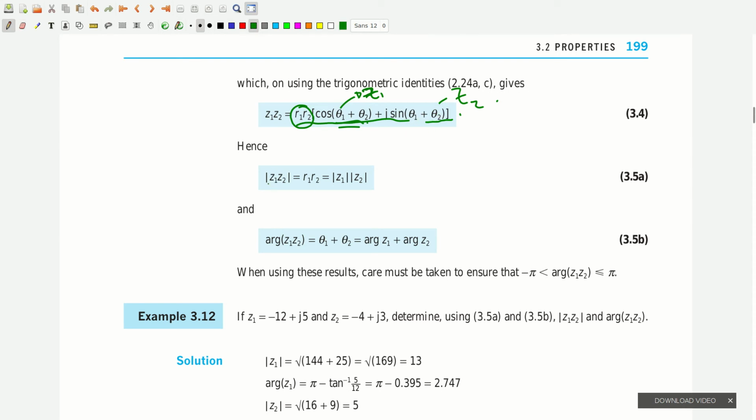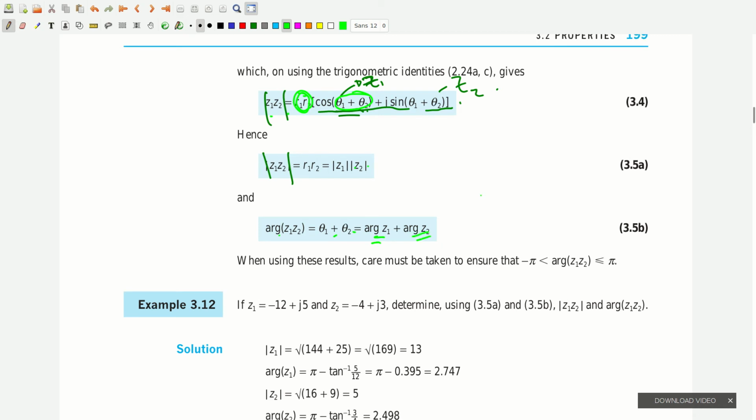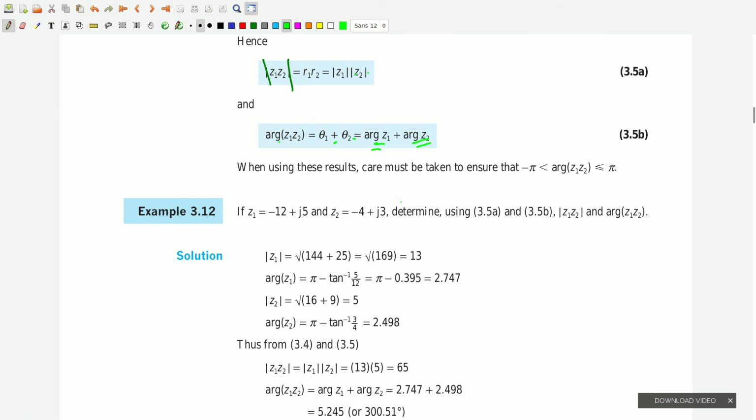And then of course you can see that the modulus of z1 z2 is simply r1 r2, which is the modulus of z1 times the modulus of z2. And the argument of z1 z2 is theta 1 plus theta 2, which is the argument of z1 plus the argument of z2. Please note that when using these results, we must take care that the principal argument of z1 times z2 is between pi and negative pi.